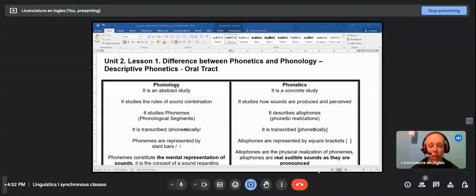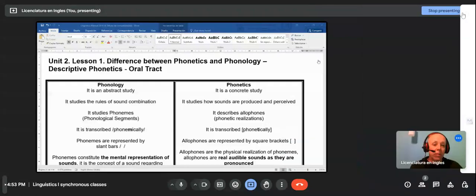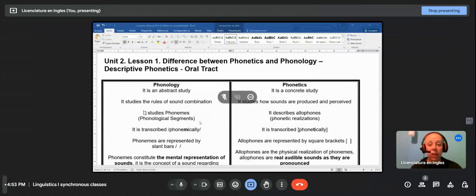Phonology studies which sound combinations are possible in your language and which combinations are not. For example, this combination in the chat section, ST, is rare in Spanish. So the word street in English is difficult for Spanish speakers, and we tend to say estreet. Why? Because ST is not a typical combination. That's the object of study of phonology.